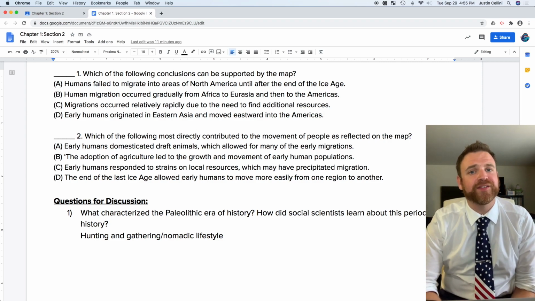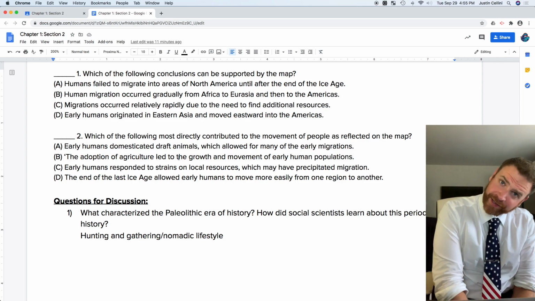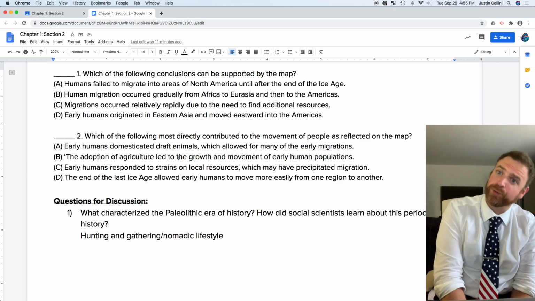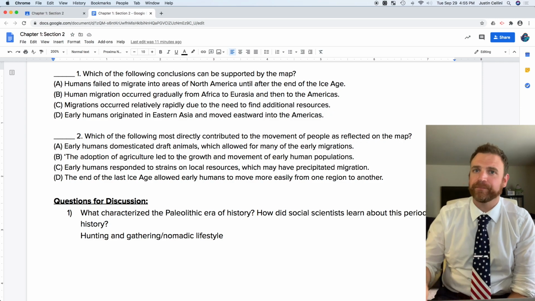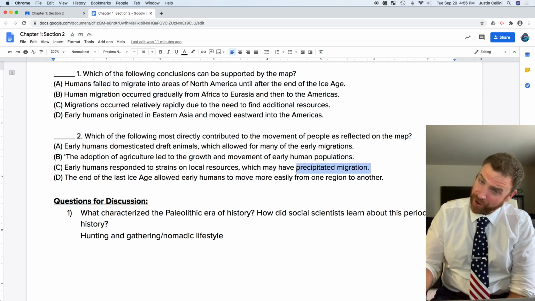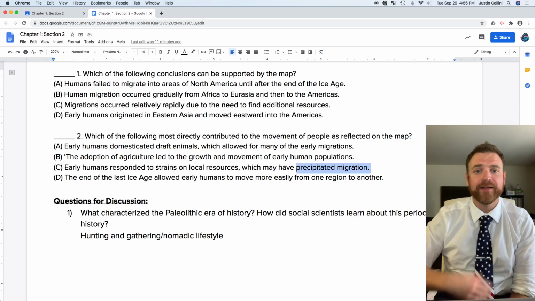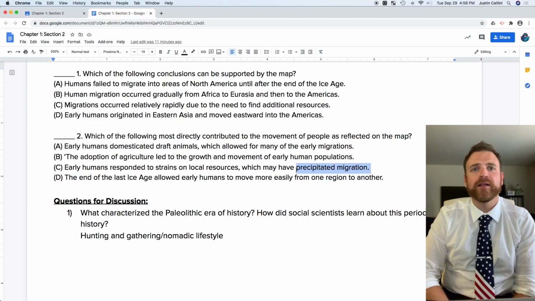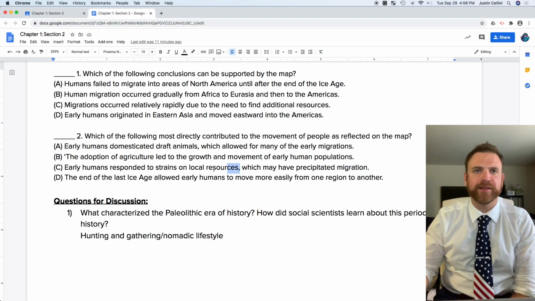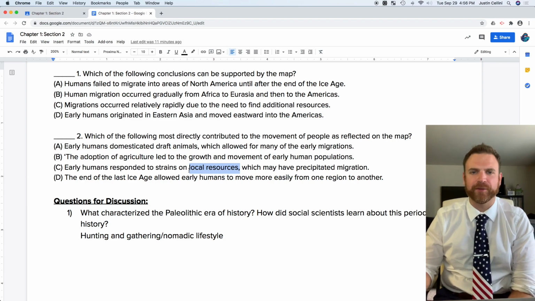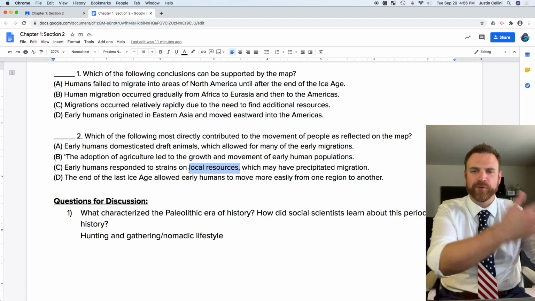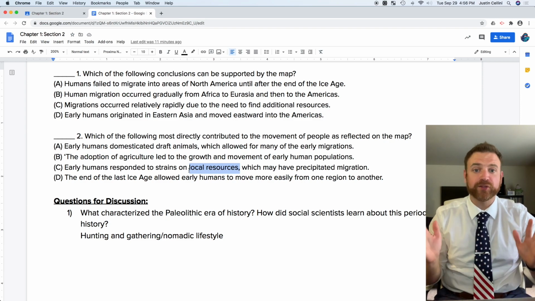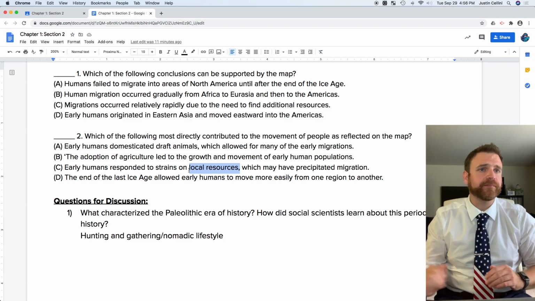All right, and then C, early humans responded to strains on local resources, which may have precipitated migration. Another fancy way of saying cause migration or give way to migration, all right? Local resources just means like the plant and animal life, the flora and the fauna in that region. So C sounds plausible to me. I run out of resources, I move to the next spot. But let's go to choice D just to make sure.